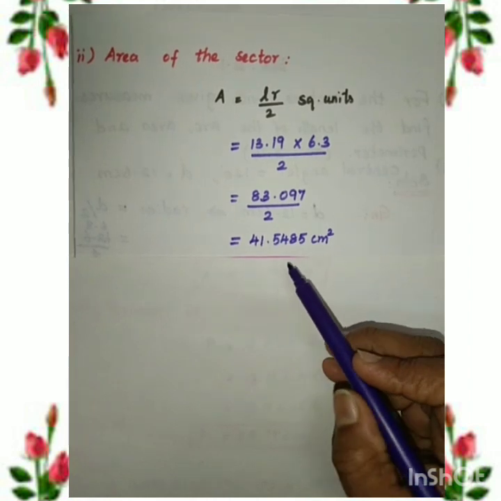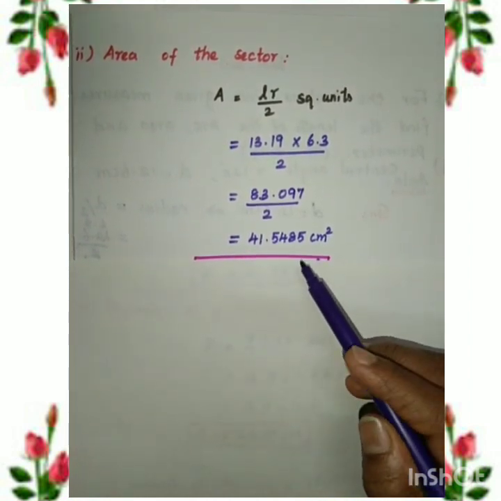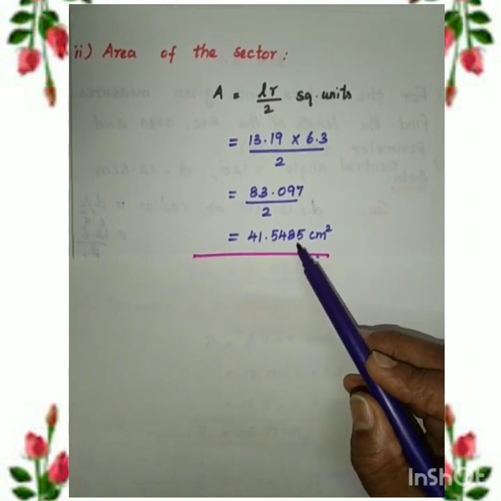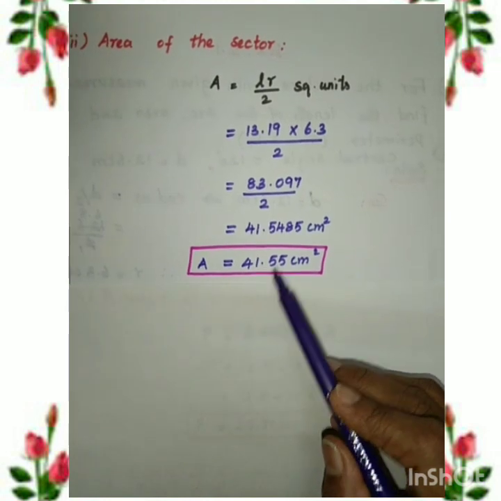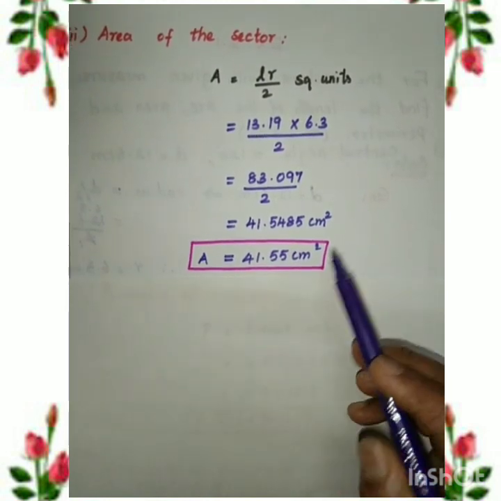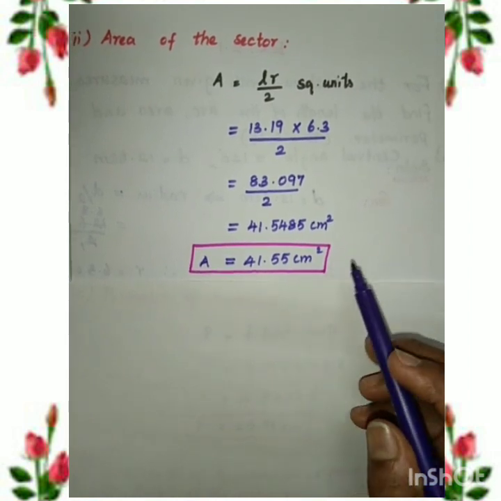Now we can round off. After the decimal point, 2 digits are enough. So here the third digit is more than 5, so we can add 1 to the previous number. Therefore, A is 41.55 centimeter square. Therefore, area of the sector is 41.55 centimeter square.